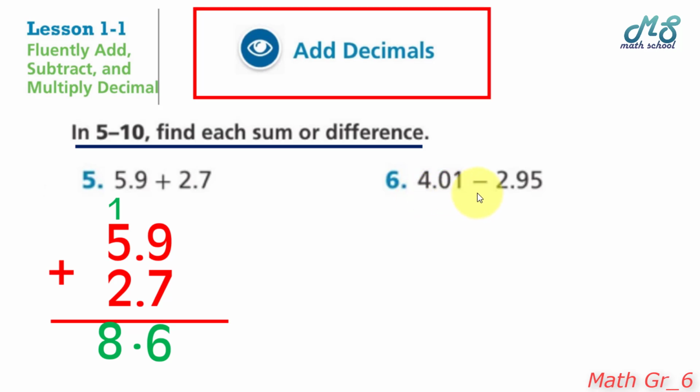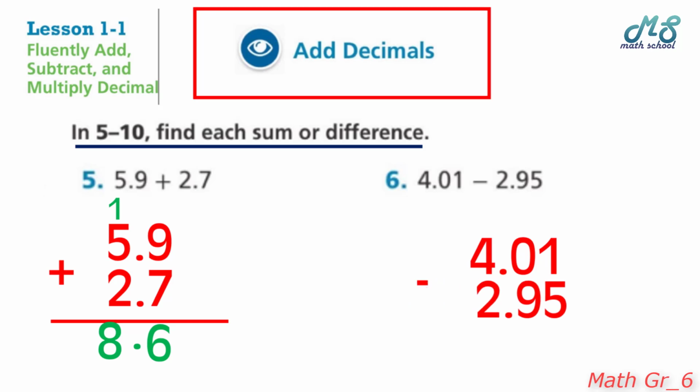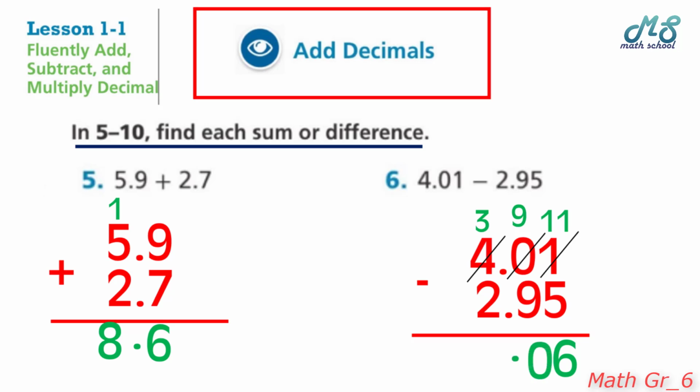Next, 4.01 minus 2.95. Align the two numbers above each other. Two decimal places, so we can subtract directly. 1 minus 5, it doesn't work, so you have to regroup. Cut 4 and write 3, cut 0 and write 9, cut 1 and write 11. Now it's ready to subtract. 11 minus 5 is equal to 6. 9 minus 9 equals 0. Bring down the decimal point. 3 minus 2 equals 1. So we get 1.06. 1.06, it's called the difference.